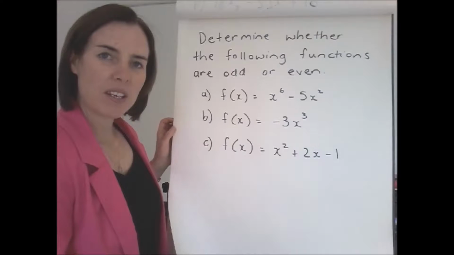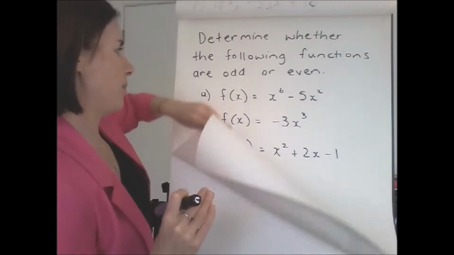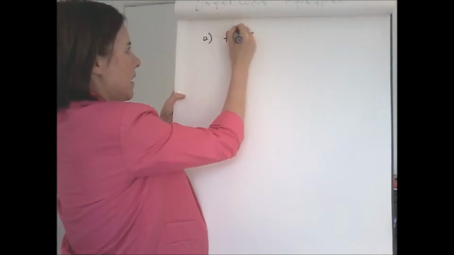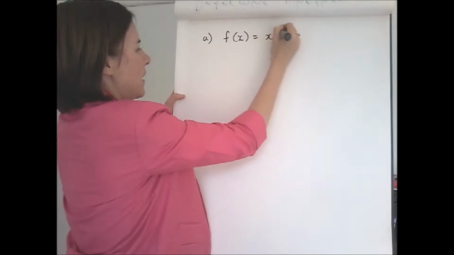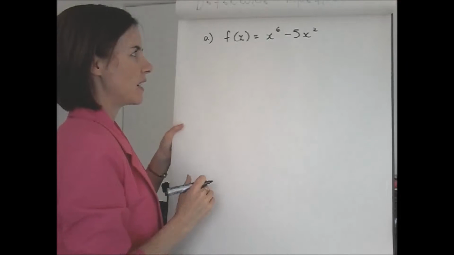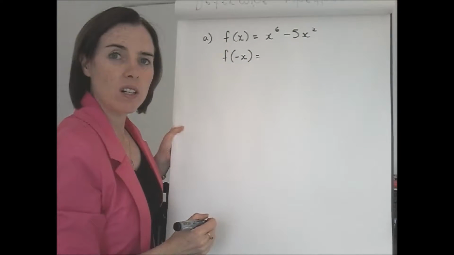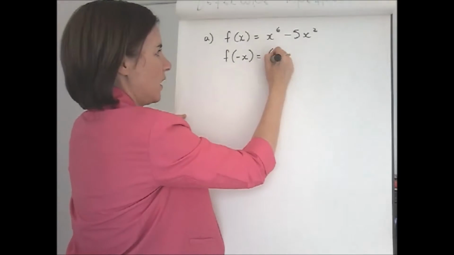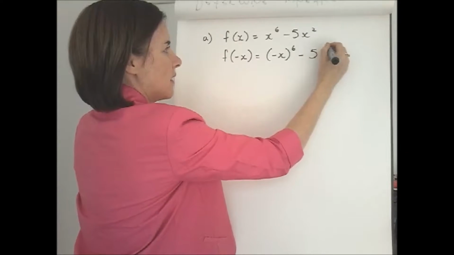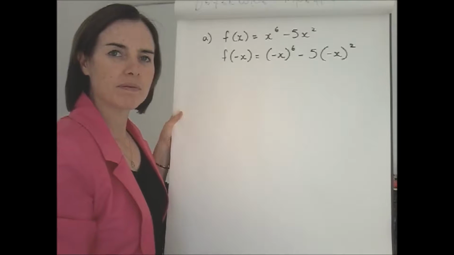Right, to test whether a function is odd or even, you need to substitute negative x. So, we'll start with A. f(x) is x to the power of 6 minus 5x squared. And I need to substitute negative x into that. So, if I replace x with negative x, I get negative x to the power of 6, take 5 times negative x squared. Simplify.